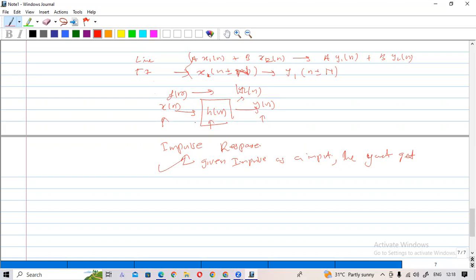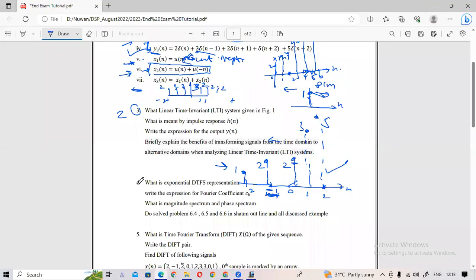ඒතර ඒක තමයි hn. What is hn? When you are given an impulse as an input, the output is hn. Output is the impulse response. Okay, so we know this relation. Okay, yn is equal to hn convol xn.